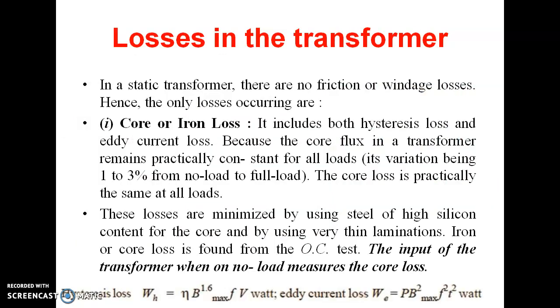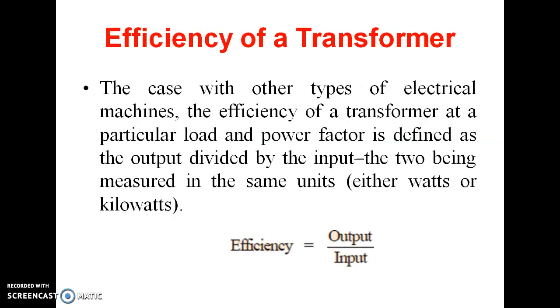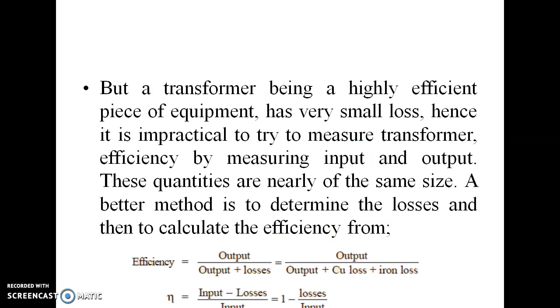Losses in the transformers are of two types: core losses or iron losses. These core losses are again divided into two types, hysteresis losses and eddy current losses. Second one, copper losses: primary copper losses and secondary copper losses. Efficiency of a transformer is given by output by input, so efficiency is output by output plus copper losses plus iron losses. So finally you will get 1 minus losses by input.